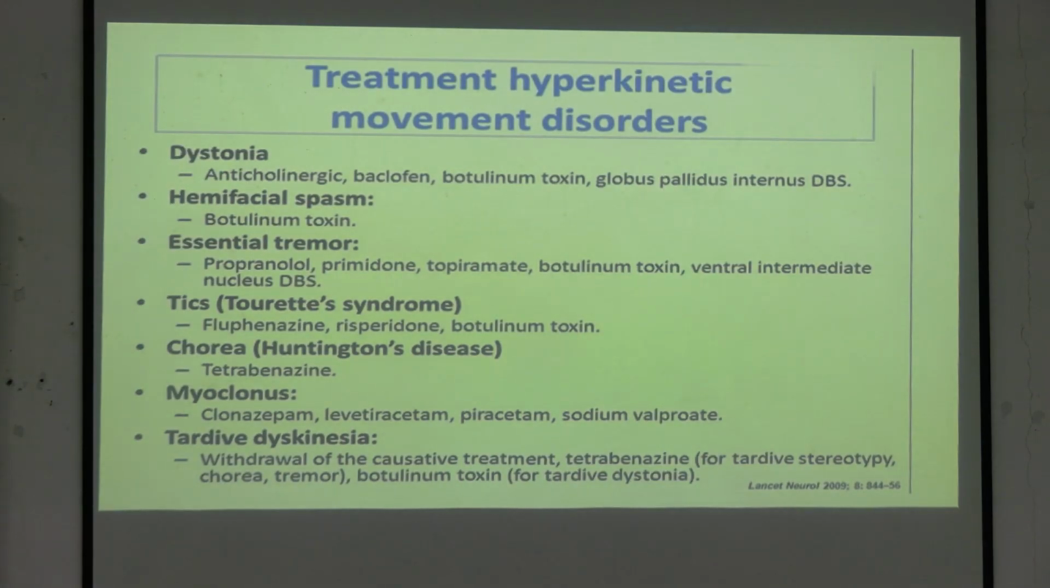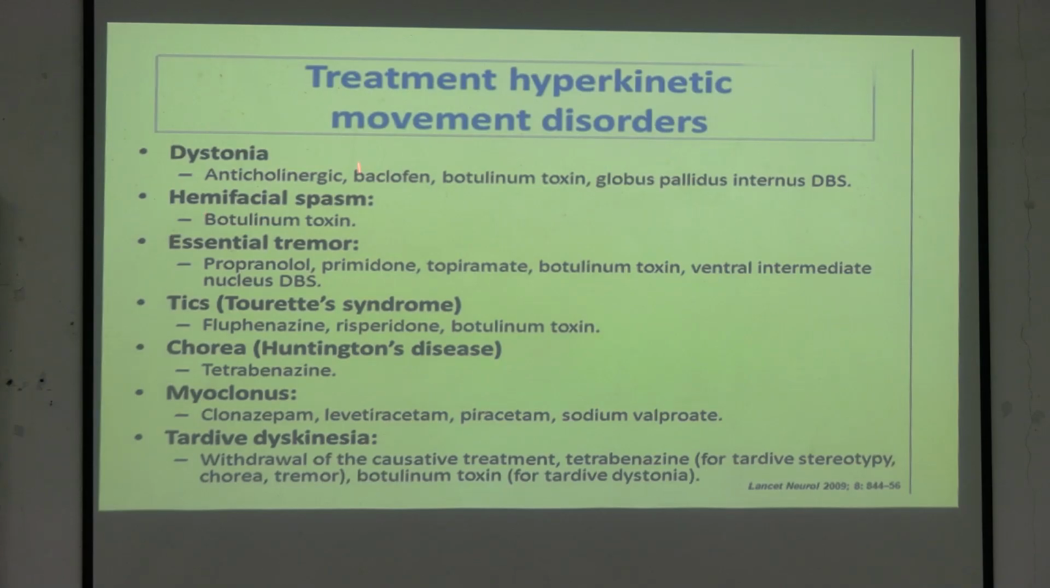Now treatment of hyperkinetic disorders. I have already described all these types of disorders. Dystonia can be treated by anticholinergics, baclofen, botulinum toxin, like this. And DBS is deep brain stimulation. DBS, deep brain stimulation. This is an intervention done by the neurosurgeons. I will come to it a little later.